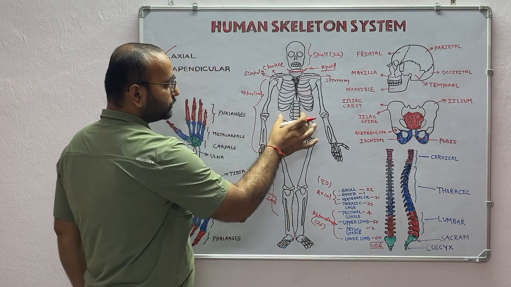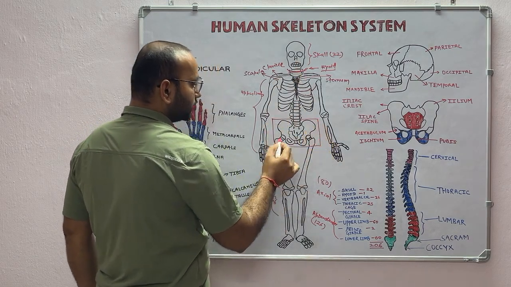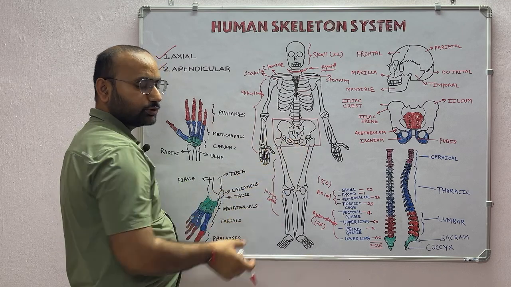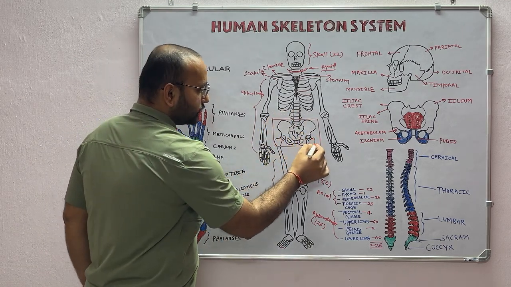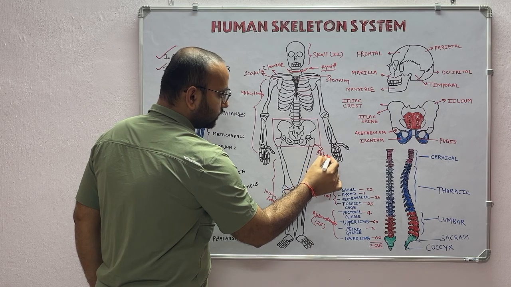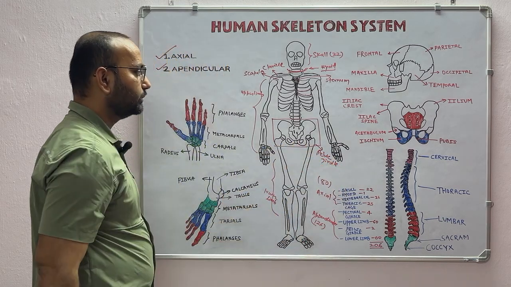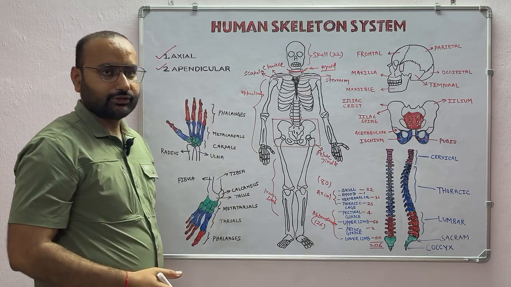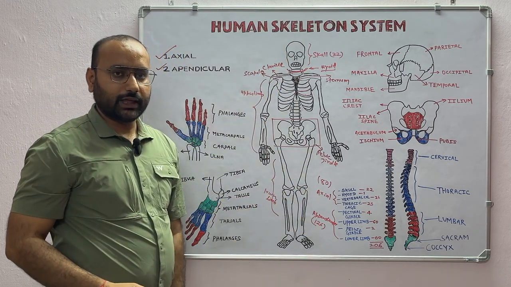And this lower limb is attached to the axial skeleton through something called the pelvic girdle. In the pelvic girdle, we will see different bones, but just remember, the pelvic girdle is part of the appendicular skeleton, and it provides the attachment to the lower limb. So this is the complete arrangement of the human skeletal system, the axial skeleton and the appendicular skeleton.